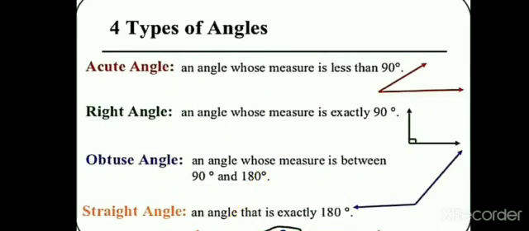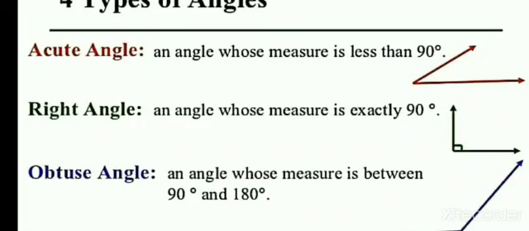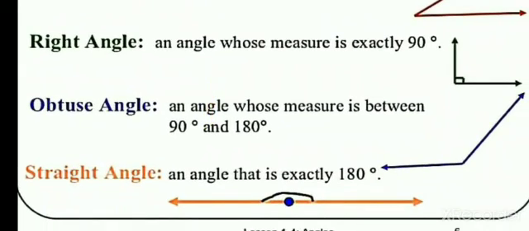Let us study the types of angle. Acute angle: an angle whose measure is less than 90 degrees. There are totally 360 degrees which make a complete circle. In that, the angle which is less than 90 degrees is known as an acute angle. Next is the right angle, an angle whose measure is exactly 90 degrees. An obtuse angle is an angle whose measure is between 90 degrees and 180 degrees. A straight angle is an angle that is exactly 180 degrees.